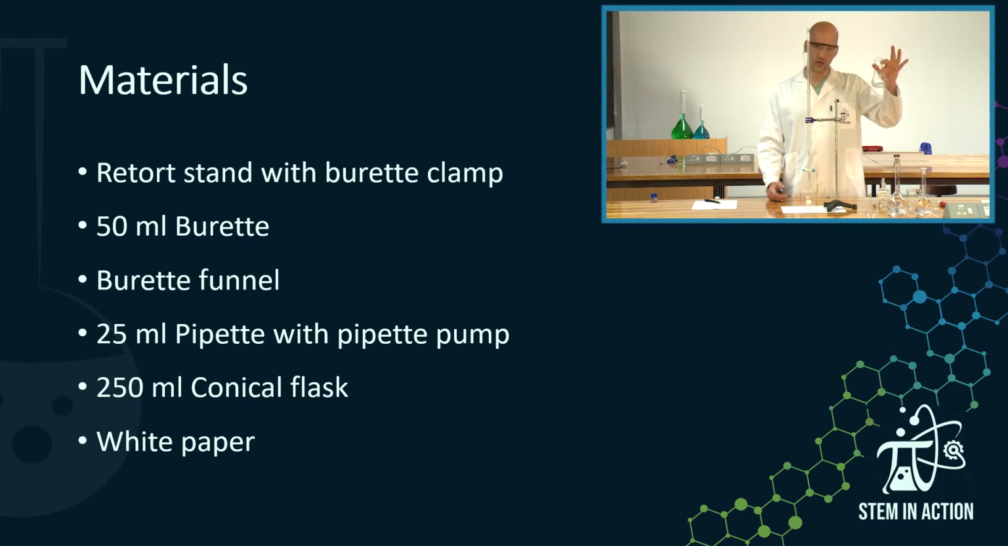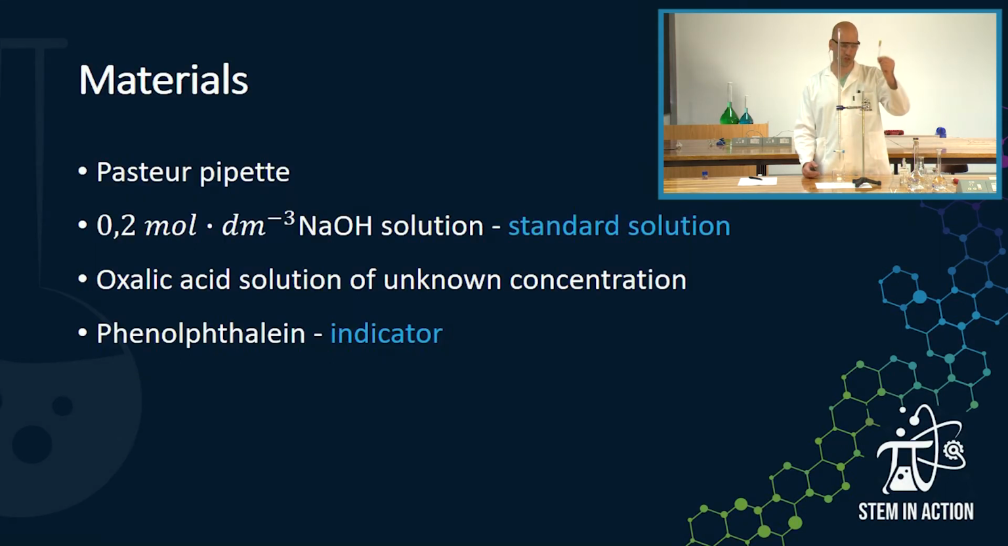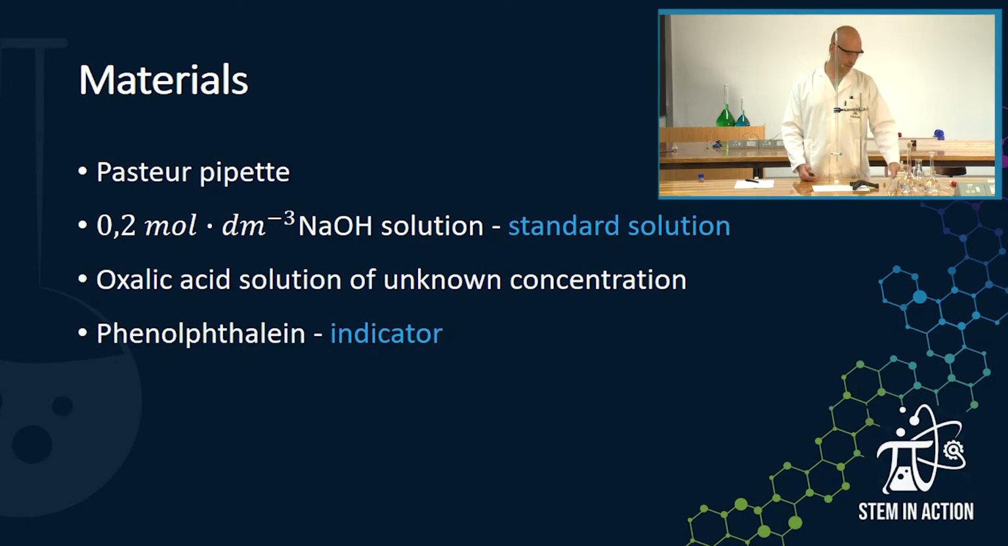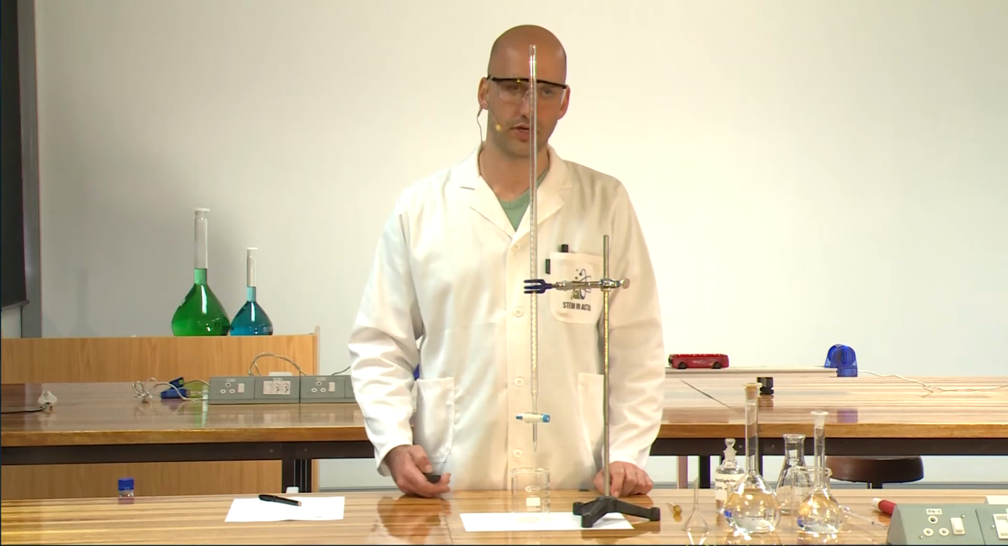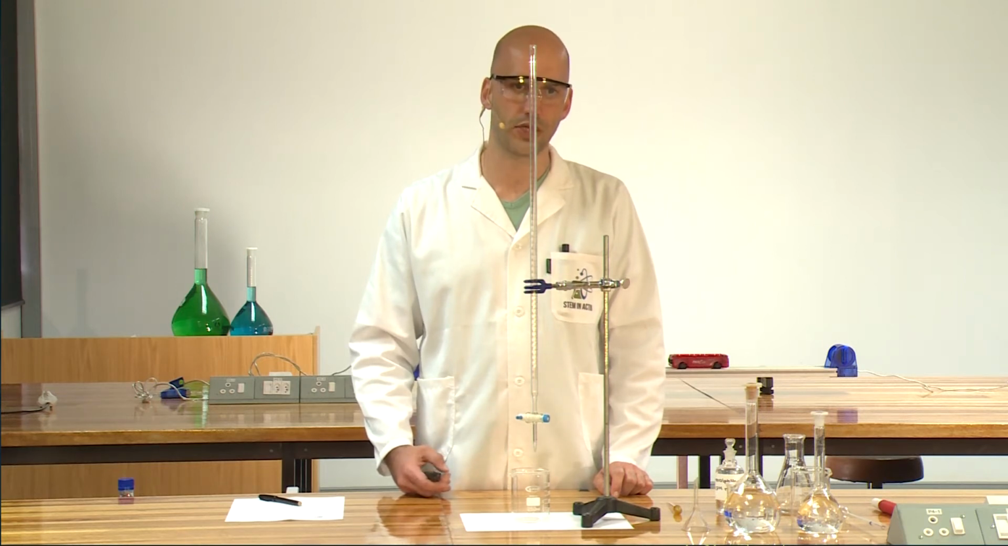Then I've got a conical flask and a couple of glass beakers for use. I've got a Pasteur pipette, my standard solution of sodium hydroxide, and my unknown concentration of oxalic acid. Lastly, I've got phenolphthalein, which is going to be my indicator. That was all the materials we need for this experiment. So let's go on to the method.